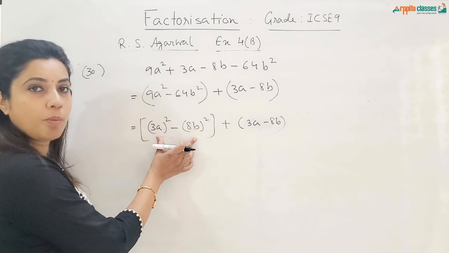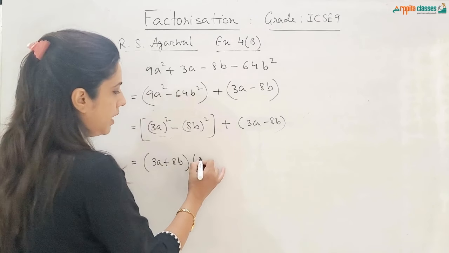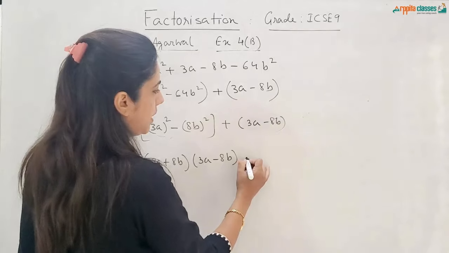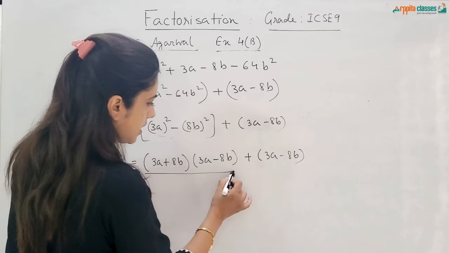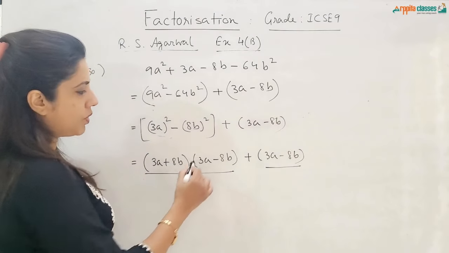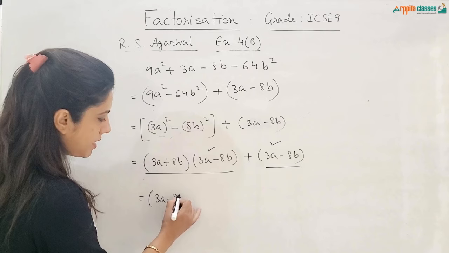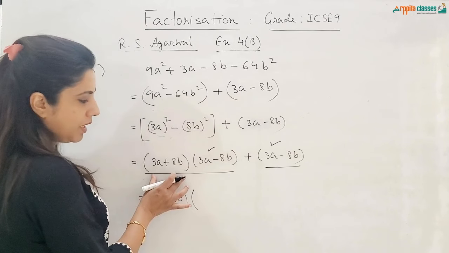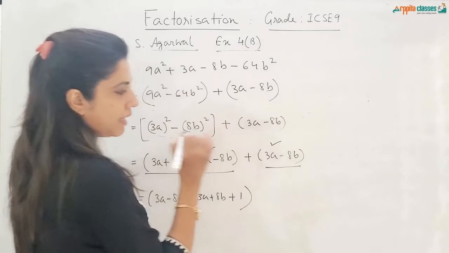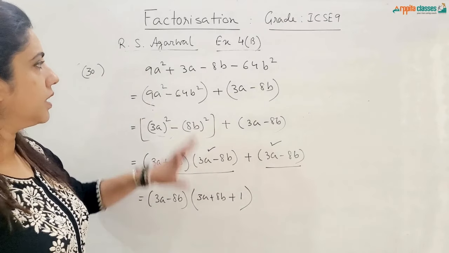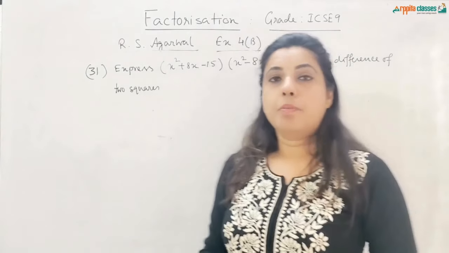Now this is in the form of a square minus b square, so I'll write a plus b into a minus b, and plus I have 3a minus 8b. Now you have this term and this term. From these two terms you can clearly see this is your common term. So just take it out, 3a minus 8b as common. What is remaining here? 3a plus 8b, and plus here what is remaining? Nothing, means 1. So these are the two factors of question number 30. Let's proceed to the next sum.